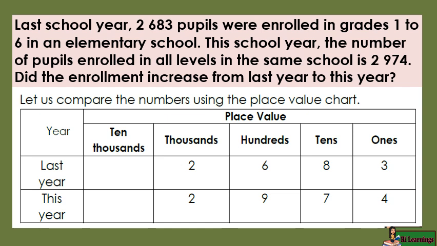Thousands, last year, 2, this year, 2. Hundreds, last year, 6, this year, 9. Tens, last year, 8, this year, 7. Ones, last year, 3, this year, 4.